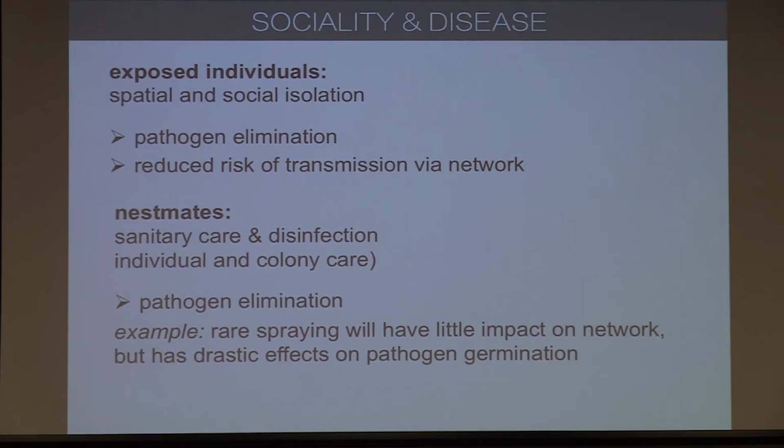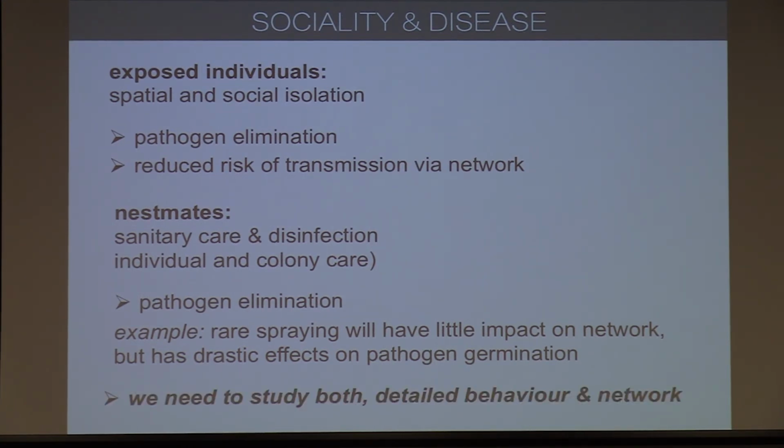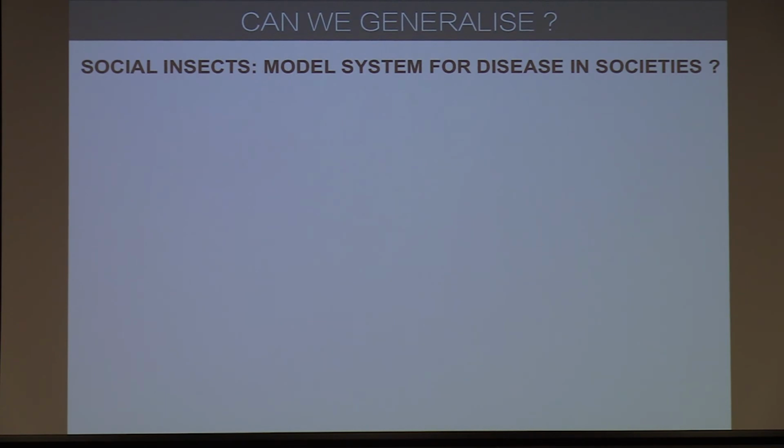For example, these may not have such strong effects on the host behavioral interaction networks because some of these behaviors are very fast and very rare. For example, spraying formic acid on somebody only appears once every 4 hours, but it has a very strong effect in reducing the pathogen load or the germination ability, and it doesn't change the interaction network too much. So that's why I think we really have to study both the detailed behavior and the network and the pathogen spread. This is what we do in ants.